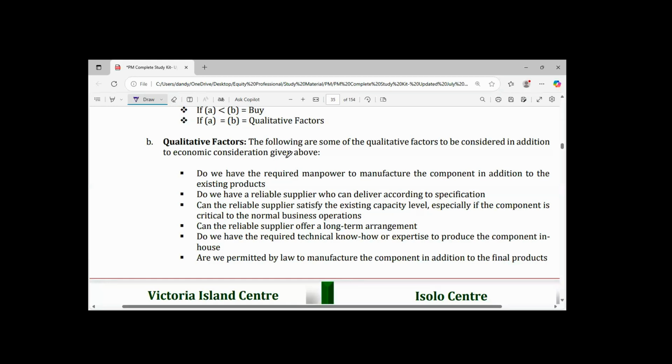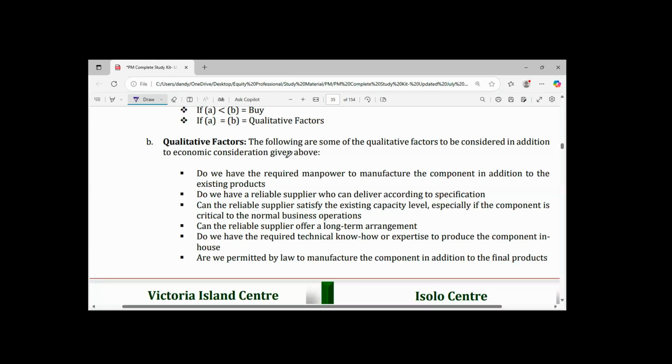That's number 1. Then 2, as a company, you need to find out if you have the requisite or required manpower to produce the component in addition to the existing products. So you need to find out if the company has that capacity. Then number 3, the company will need to confirm if the law of the land permits the production of the component. You need to find out, are we permitted by law to produce the components?